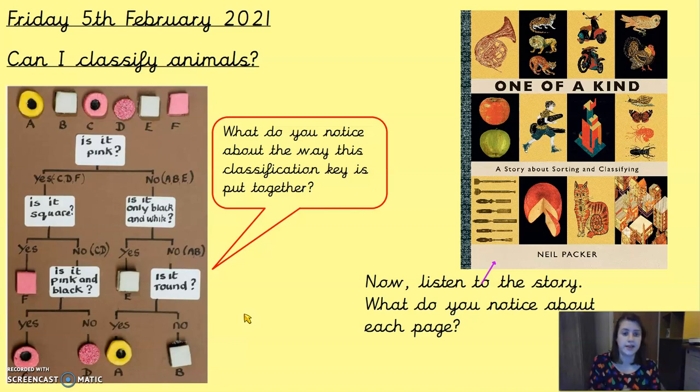So what I want you to do now is we were going to look at this book called One of a Kind in School, which is all about sorting and classifying things. I've recorded me reading it and showing you, and it was linked underneath this one on the web page. So I would suggest that you pause the video now, go and have a listen to that one and have a close look at each of the pages. What does it classify? What do you notice? You might want to pause it to have a closer look. So watch that one and then come back to this one to carry on with the lesson.